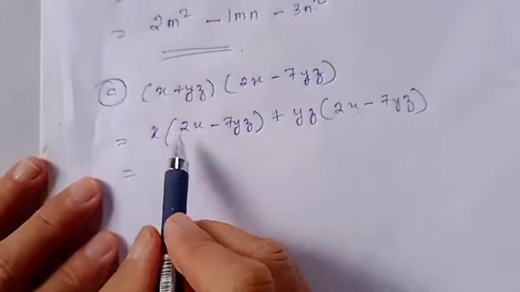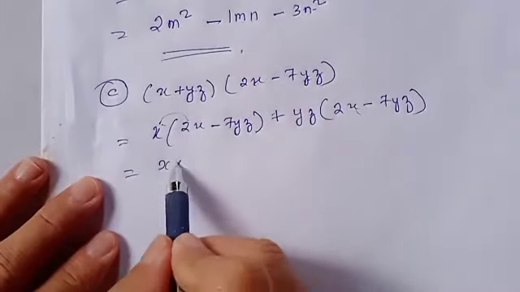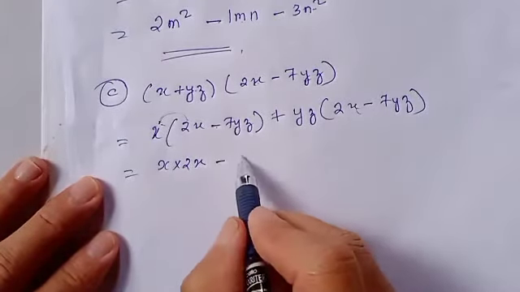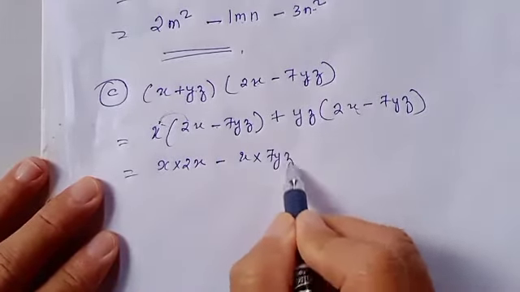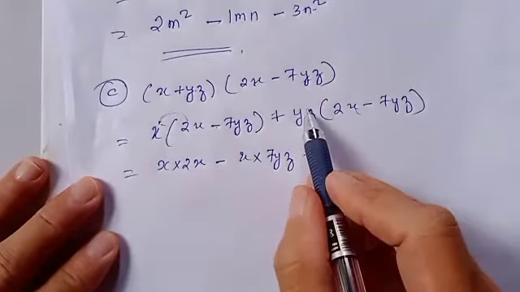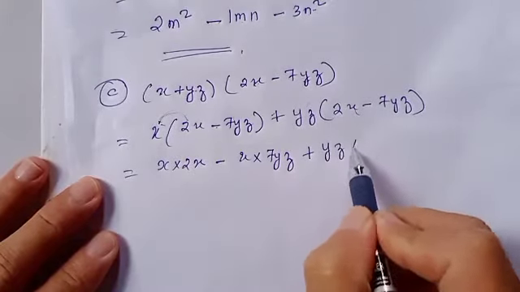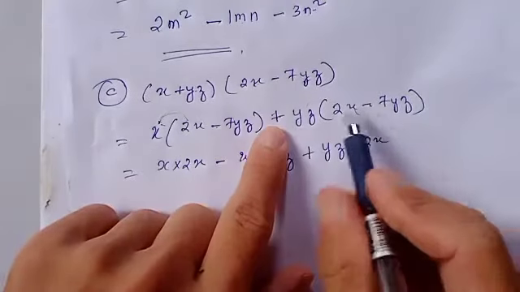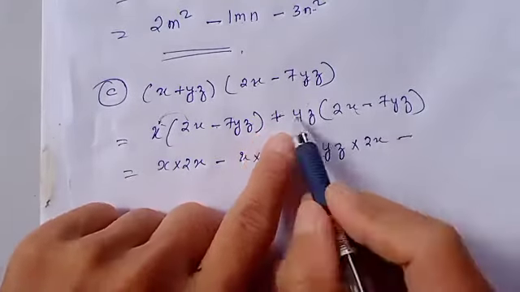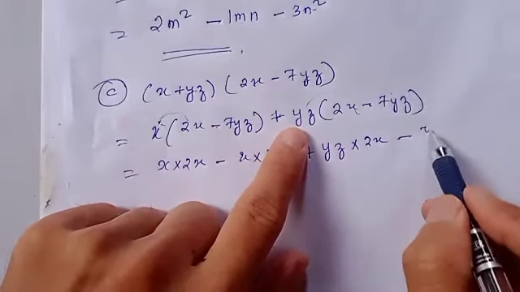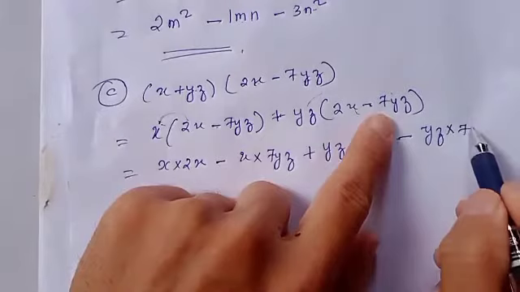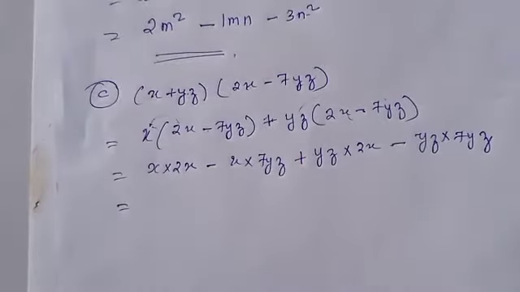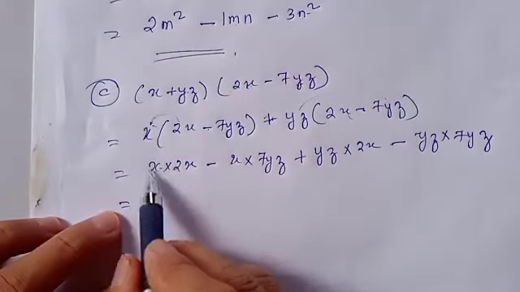Okay, now let's open up this bracket. X into 2x is x into 2x minus again x into 7yz, plus again yz into 2x. What about sign? We have plus and minus, so plus into minus will be minus. And again, yz into 7yz. Any problem here? Okay.